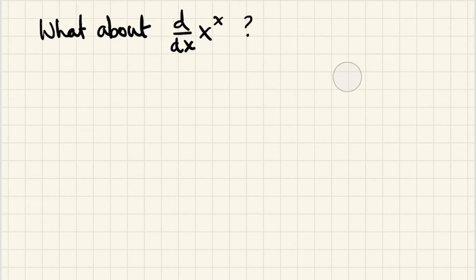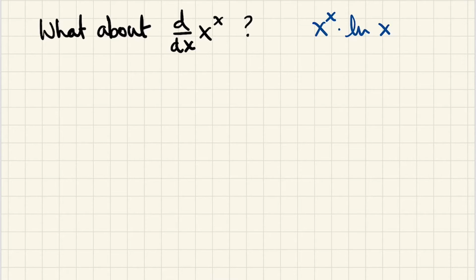Okay, what else have I seen? I've also seen treating this as a base raised to the x. So that'd be, oh, it must be x to the x times ln of the base, right? Like we took the derivative of a to the x. That is also false.